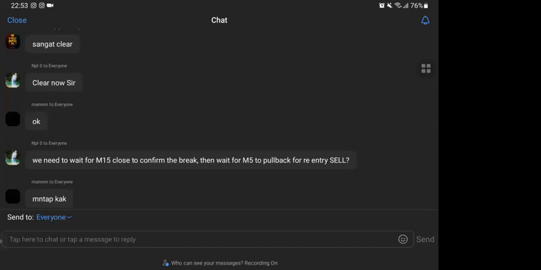Cikgu, tadi kan setup M30 kan tunggu M15 breakout kan? Betul. Bukan setup M30. Kita gunakan M30 as direction. So setup kita di M5. M30 direction, ya. M5 setup dan M15 adalah bias.